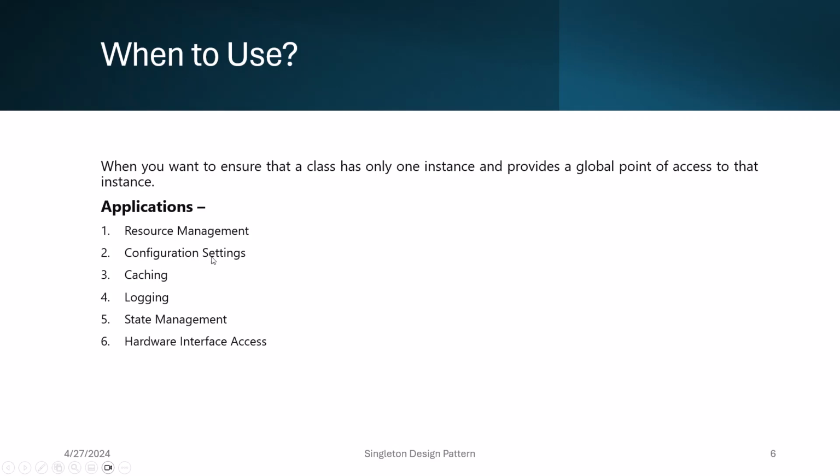Then, configuration settings. When you have configuration settings that need to be accessed globally throughout your application, such as database credentials, application settings, or user preferences, at that time you can use the singleton design pattern. The third one is caching. Here, when you need to cache expensive-to-create objects in memory to improve performance, such as frequently used data or objects that require heavy initialization, at that time we can use the singleton design pattern.